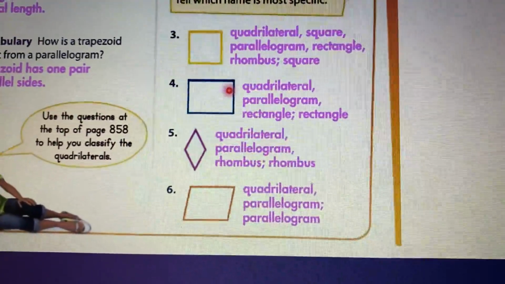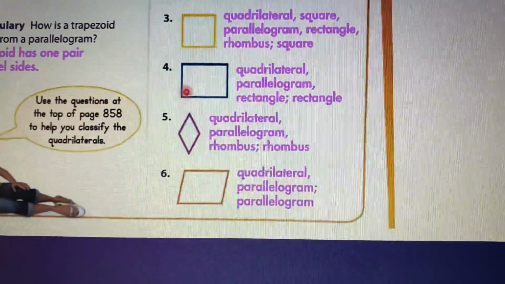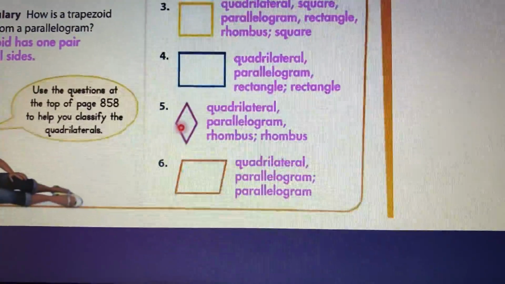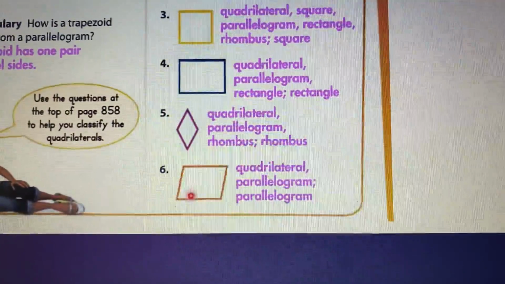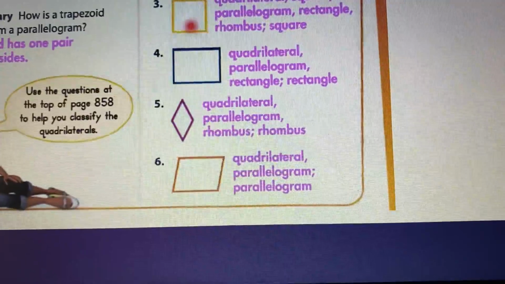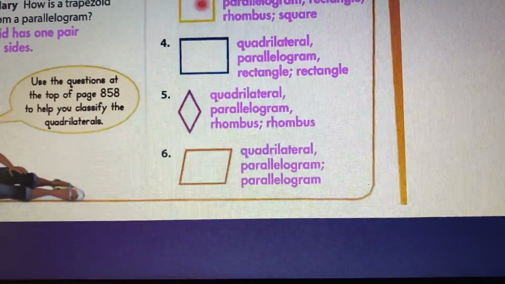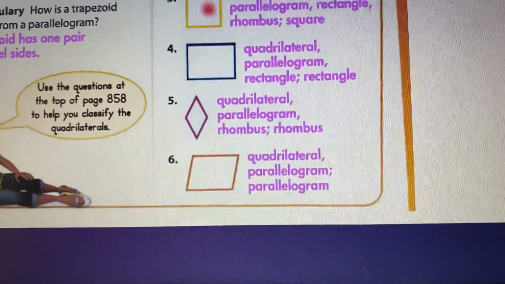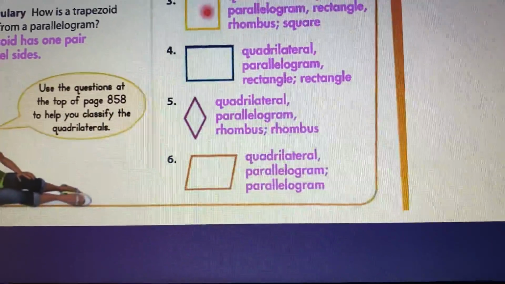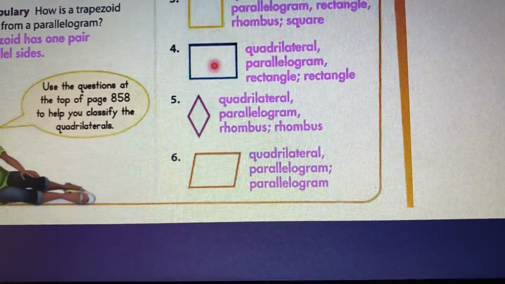Now, we have more than this name. Different names. First, this is a square. Of course, this is a rectangle. This, we can say also diamond, by the way. Okay, this is a parallelogram. Now let's think about this. Is a square a parallelogram? Yes, it is. Is a square a rectangle? Yes, it is. Is a square also a rhombus? Yes, it is.